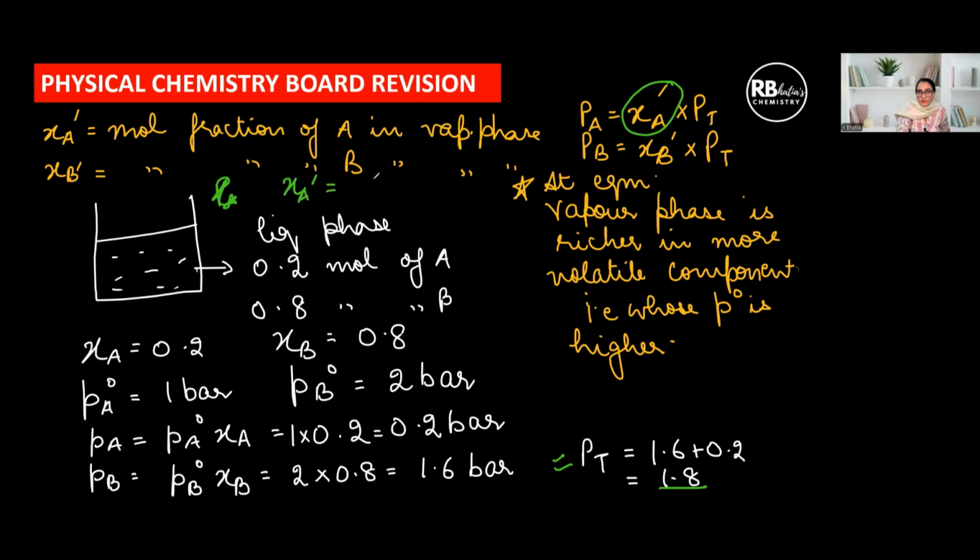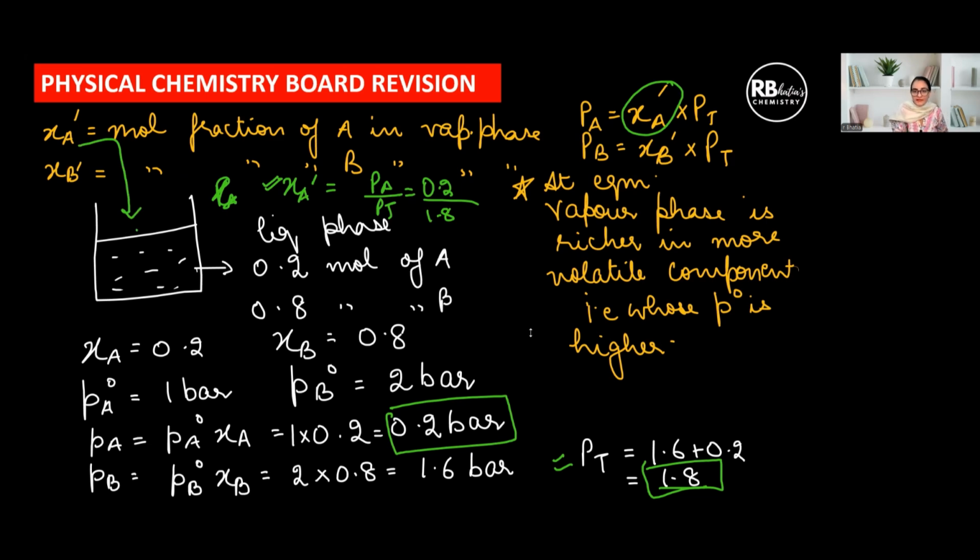Chi A dash is going to be equal to PA upon P total. What is PA? PA is this 0.2 bar and P total is this 1.8. So when I take a ratio of this, I'm going to get chi A dash. What is chi A dash? It is the mole fraction of component A in vapor phase.